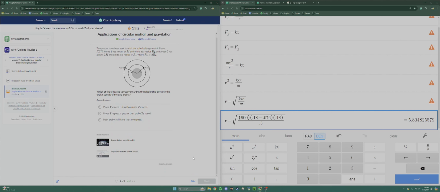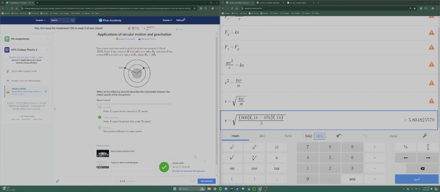Our next problem: two probes have been sent to orbit this planet. Probe 1 has a mass of m and orbits at a radius of r1, and the second one has a mass of 2m and orbits at a radius of 2r. Which of the following correctly describes the relationship of the orbital speeds? In this scenario, probe 1's speed is greater than probe 2's speed, because it's closer to the planet, which means it would have to go faster to resist its gravity.